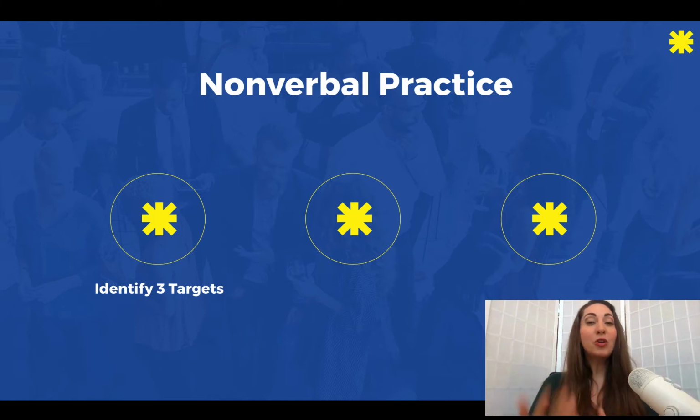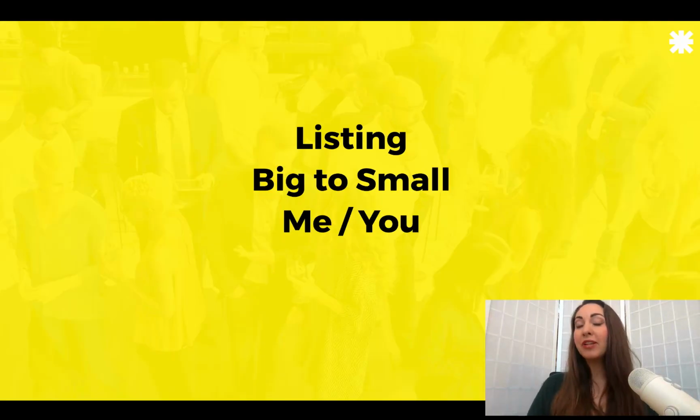In that, when you want to adopt a new move, you have to slowly implement it into your routine. So with hand gestures, if you're not used to using them a lot or you want to rein them in, make them more purposeful, the very first thing I want you to do is identify 3 target hand gestures. The easiest hand gestures I think to start with are listing. So anytime you mention a number, you show that number on your hand. That's the easiest one to start with.